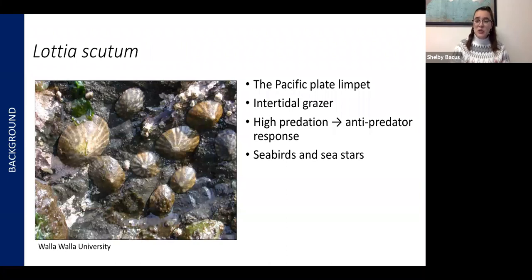Now, our project looked at two species in a predator and prey relationship, and we started with Lottia scutum, which is the Pacific plate limpet, and it's an important intertidal grazer. Due to high predation pressure by seabirds and sea stars, Lottia has developed a really interesting set of anti-predator responses and behaviors. Number one, it can suction down onto rocky substrate at tremendous forces to avoid being pried off. It can also run away or flee from its predator if it comes in contact with waterborne or tactile cues. And lastly, in close encounters, it has the ability to wiggle its shell side to side or rotate it completely around its visceral mass to avoid the grasp of a close sea star.